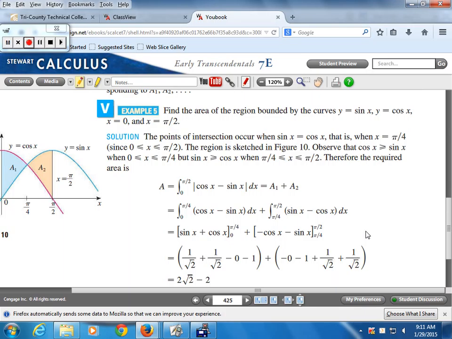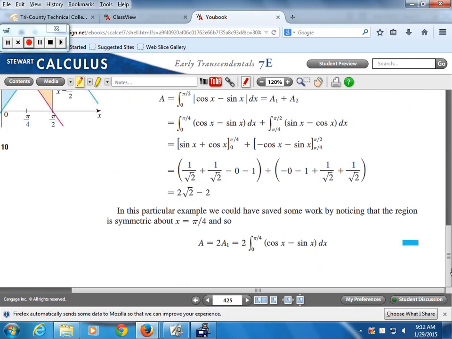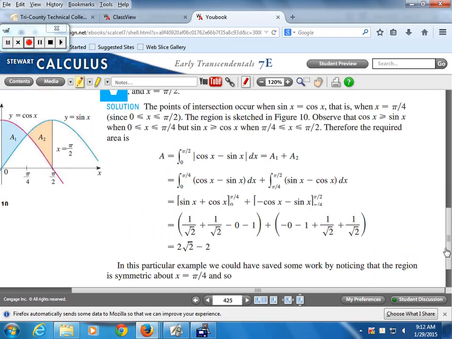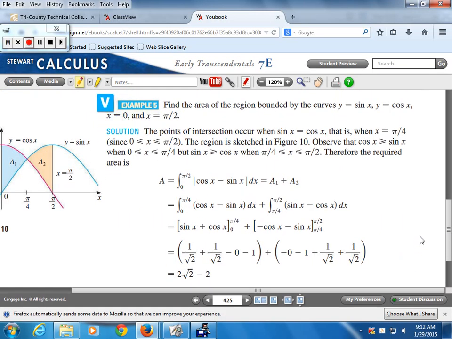But if I was you with this one, since it's like a bow tie, I would go from 0 to pi over 4, and then from pi over 4 to what? Pi over 2. Or you could multiply it by 2, either one.